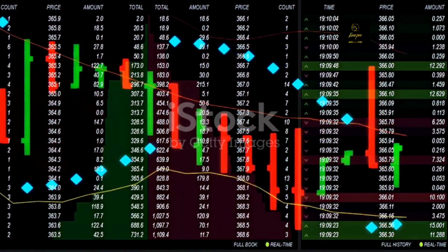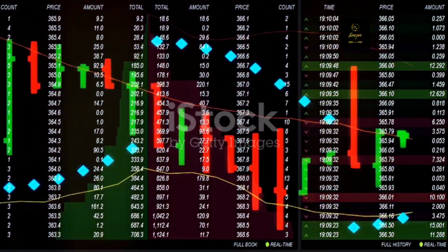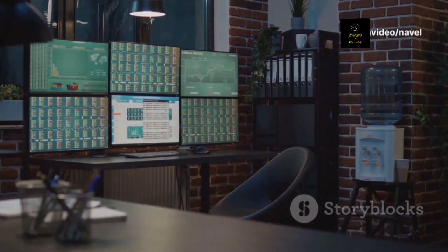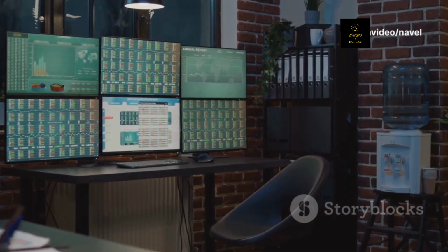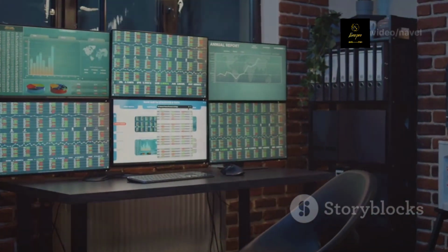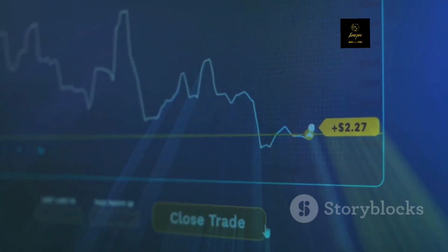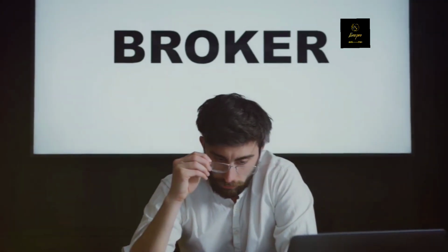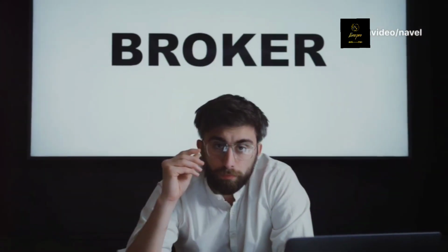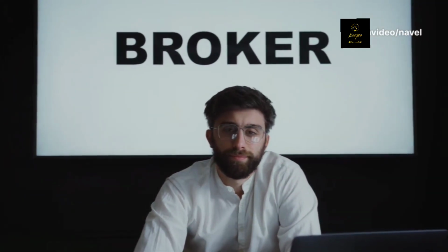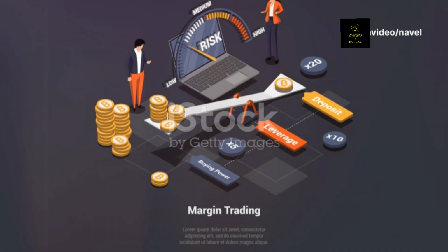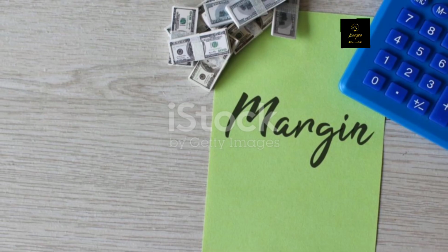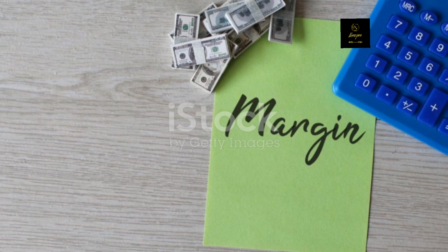Chapter 6. Margin, your trading safety net. When you're trading with leverage, your broker will require you to set aside a certain amount of money in your account as collateral. This is known as margin. Margin acts as a safety net for your broker, ensuring that you have enough funds to cover potential losses. Your margin requirement will vary depending on the leverage you're using and the size of your positions.